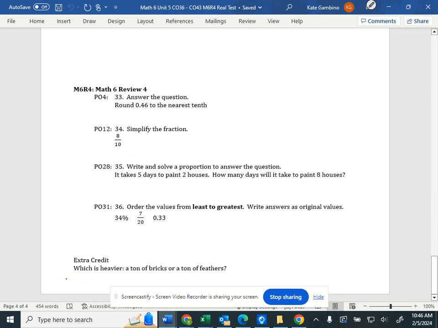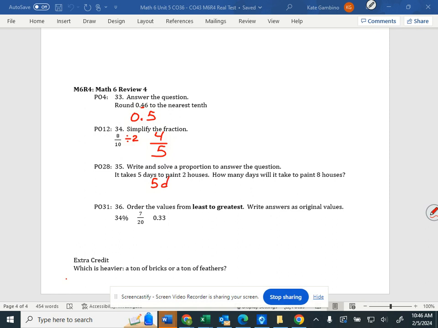Review. Rounding to the 10th place would be the 4. The 4 is followed by a 6. So we round up. Simplifying, we need to divide a 2 out. We get 4/5.